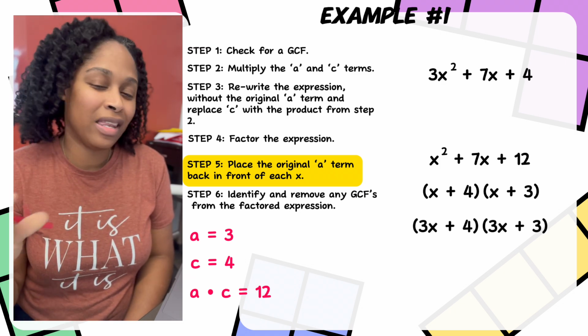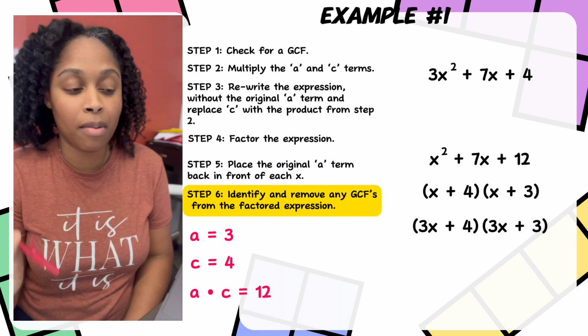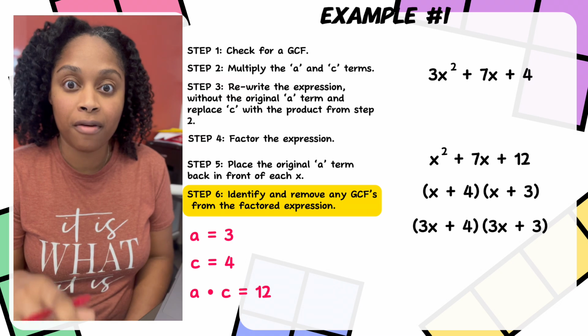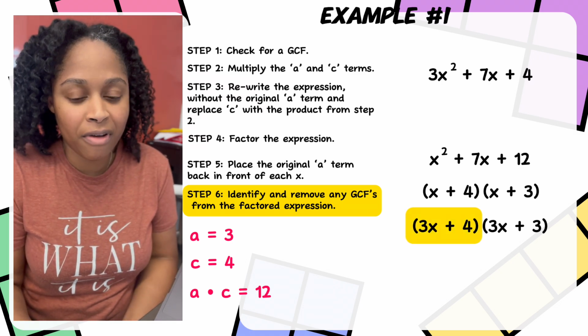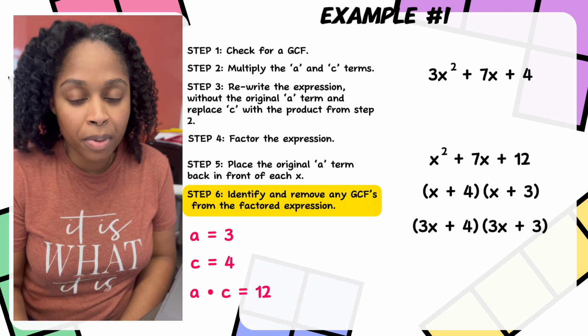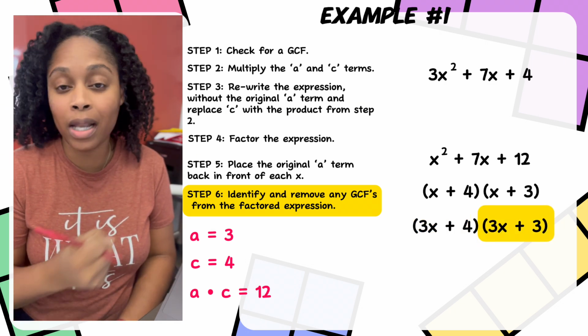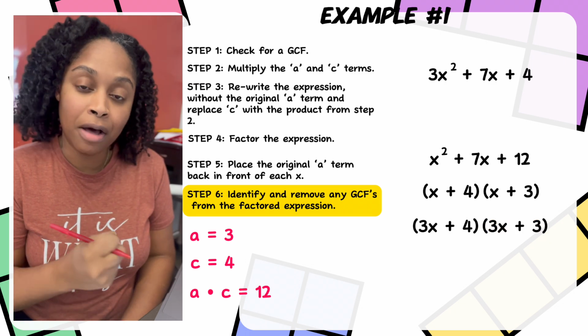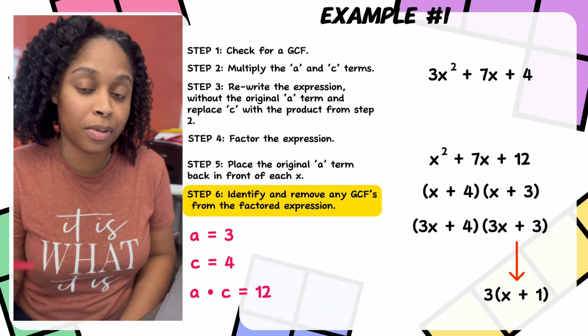Cool? And then now we're at our final step, which is to identify and remove any greatest common factors from our factored expression. So for 3x plus 4, there is no greatest common factor, so I'm going to leave that alone. But for 3x plus 3, we have a greatest common factor of 3, which I can pull out. All right, so I'm going to pull out that 3, and then I'm going to get rid of it. All right, so I'm pulling out the 3, and I'm left with x plus 1.